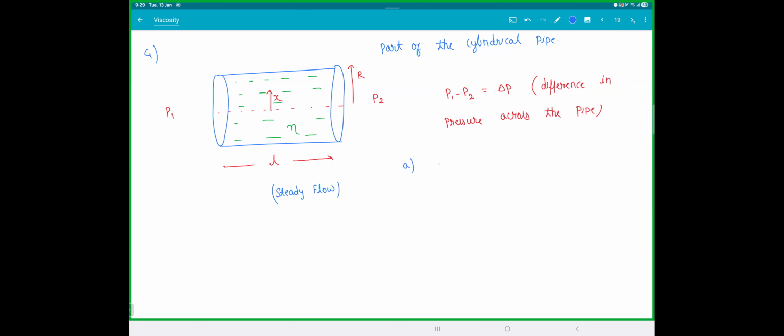So first question, find the velocity of the layer at a distance x from the center.